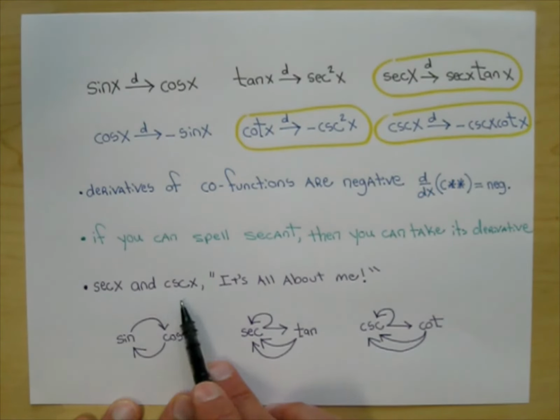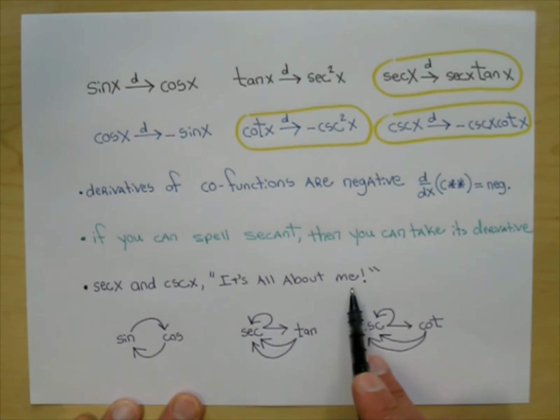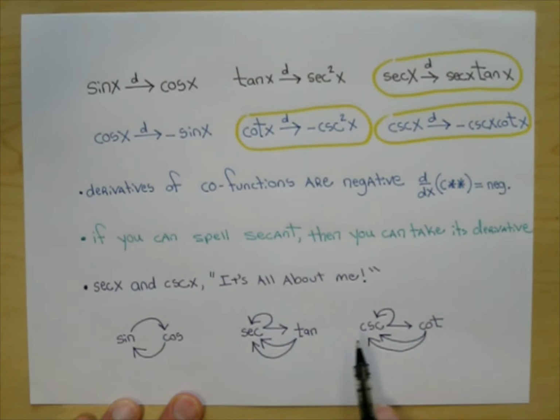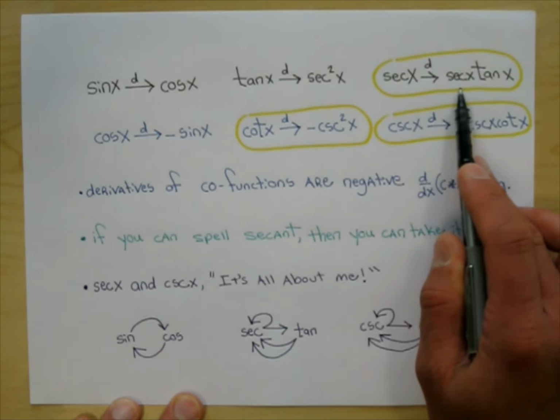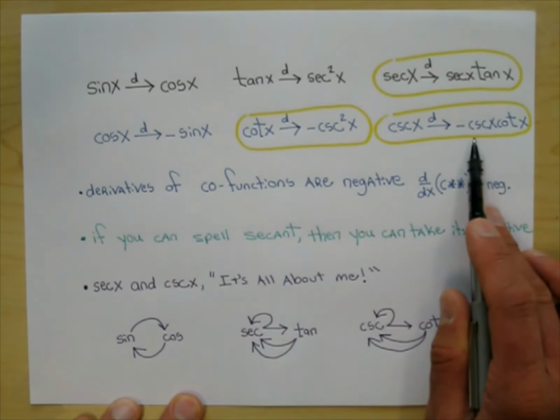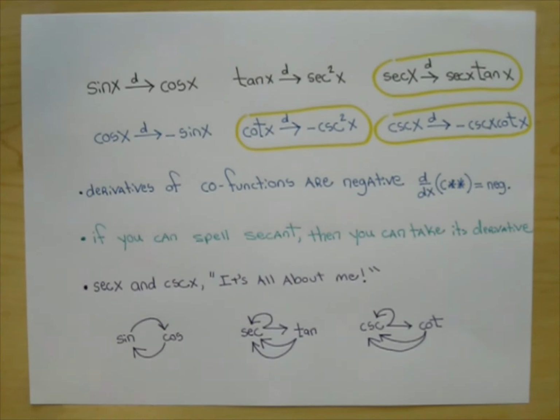And that's why I say the quote from them is, it's all about me. Because when you take their derivatives, they're always giving a little something back to themselves. Like the secant, you take its derivative, the secant's still there. He's all like, it's all about me, I want to be in the show. And same with the cosecant. So those are the 6 shortcuts. Took us a long time to derive all that.